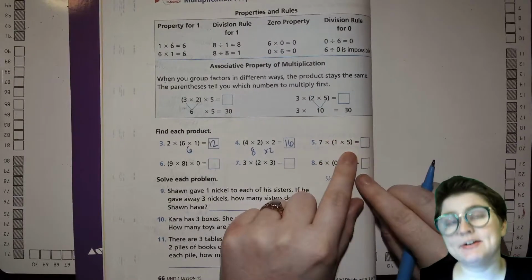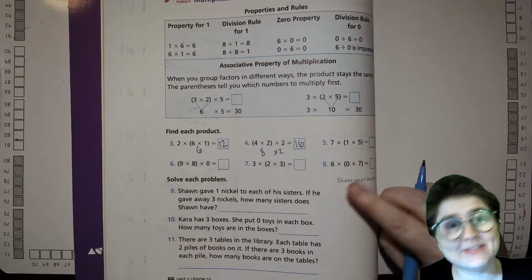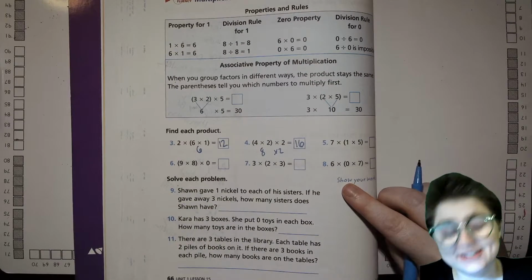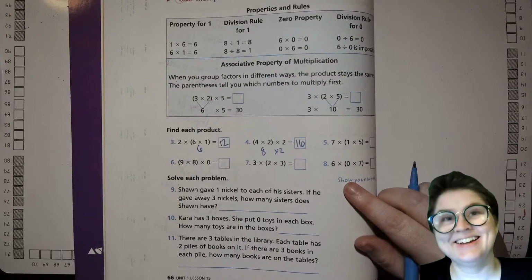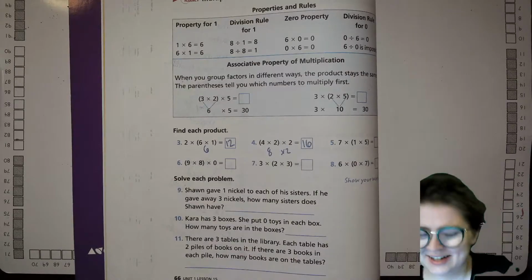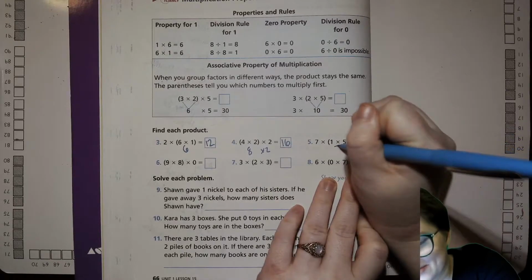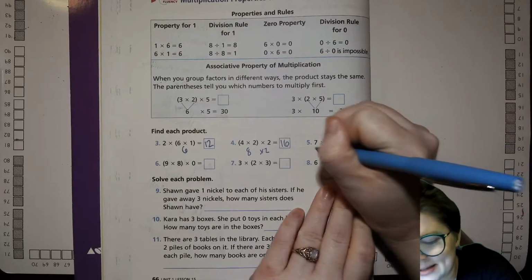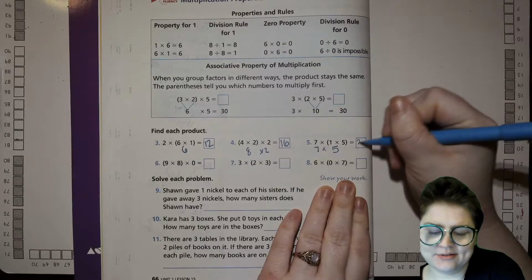1 times 5, we're doing the parentheses first. Remember, what's 1 times 5? Well, it has to just be 5, right? Because of the identity property. It is what it is. You know, Popeye always saying, I am what I am. Yeah, he's got the identity property. So 1 times 5 is 5, and then multiply that by 7, 35.